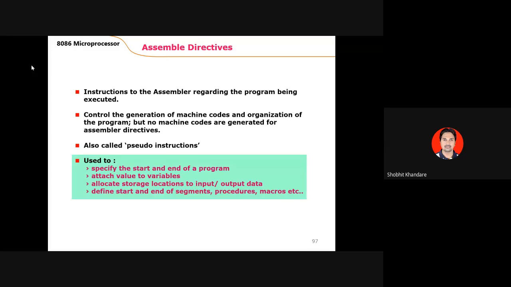Yes sir. Can I? Yes. So these are the directives. These are the directives. Okay. So they will not consume any space. They will not be converted into the machine codes. Okay. They will give just the direction to the assembler.